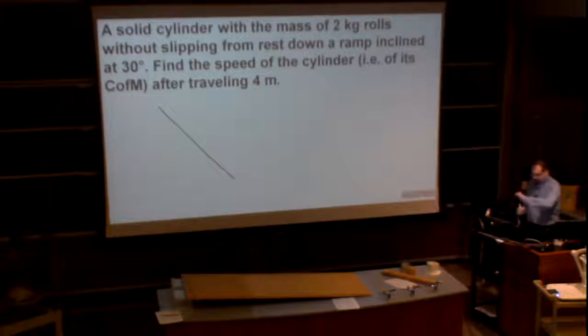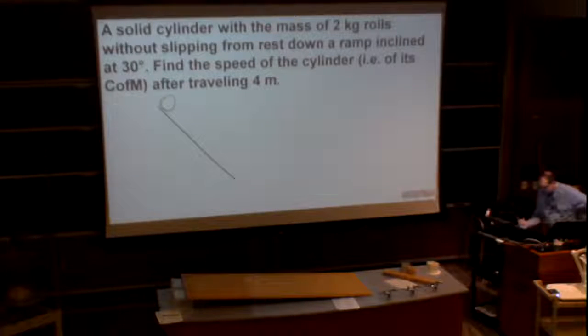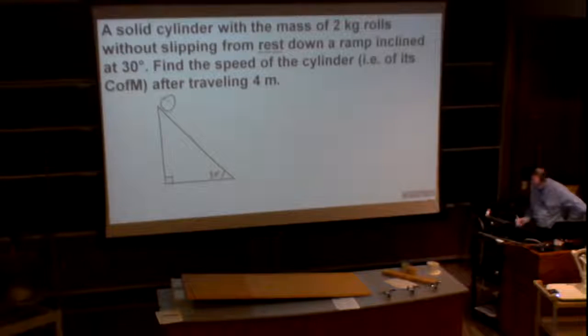So now the same ramp, and a cylinder starts from rest, rolls down the ramp, inclined at 30 degrees. And it travels 4 meters. So please go to the website and prepare to answer the next question.